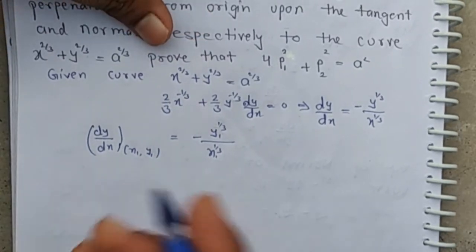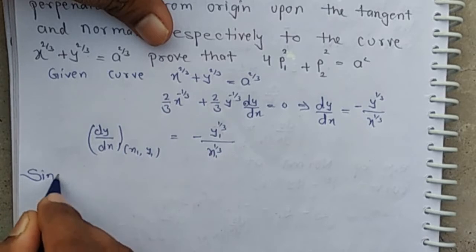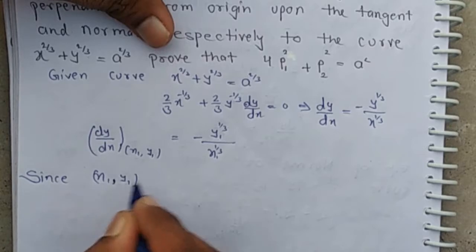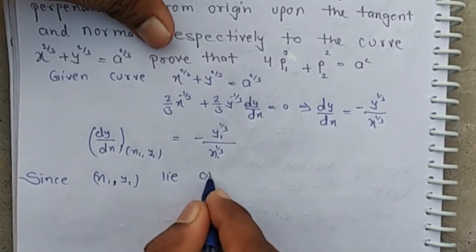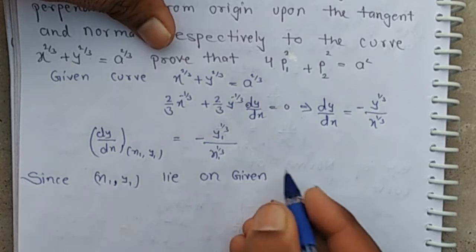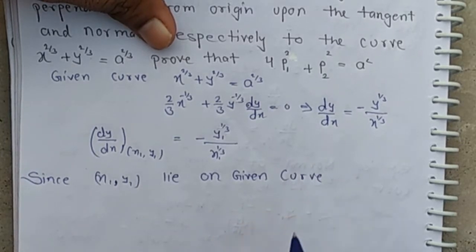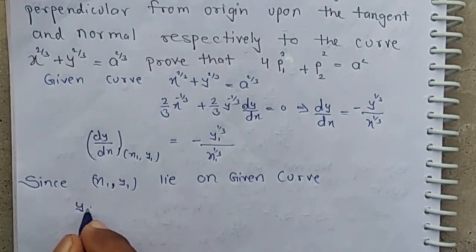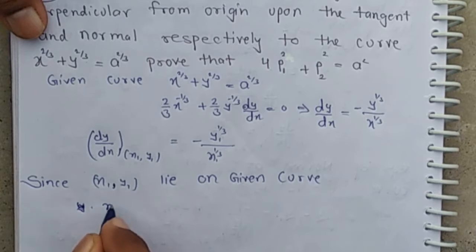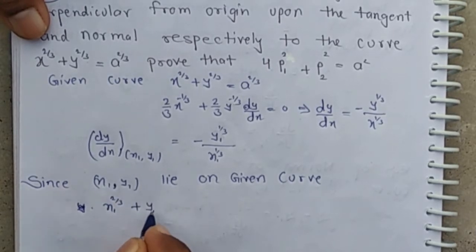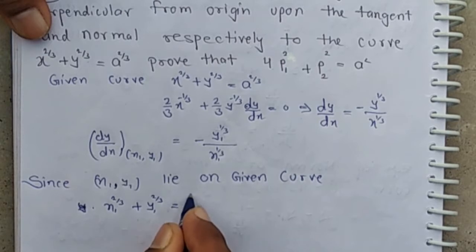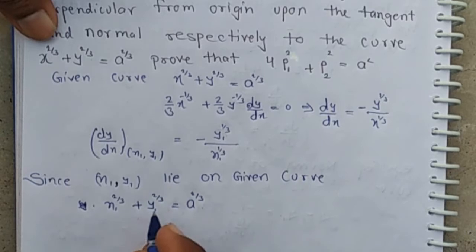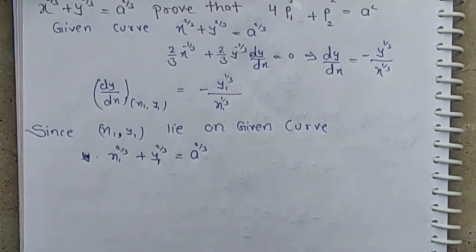Since x1 comma y1 lie on the given curve, then we have x1 to the power 2/3 plus y1 to the power 2/3 equal a to the power 2/3. Since x1, y1 lie on the given curve, these points must satisfy the equation of the curve.